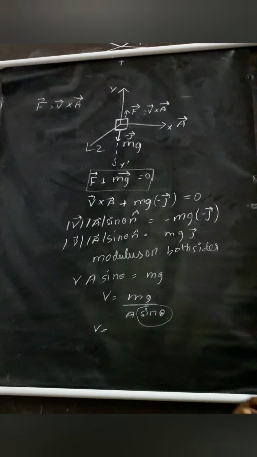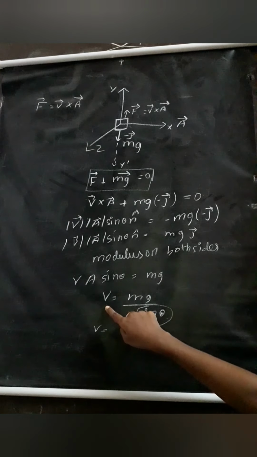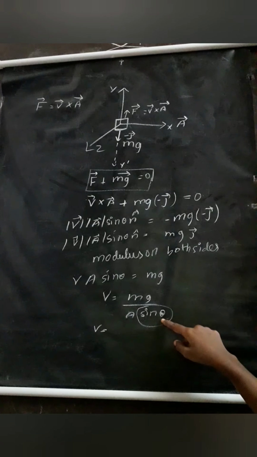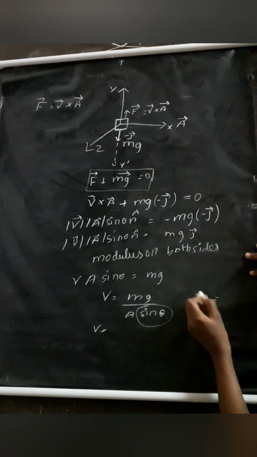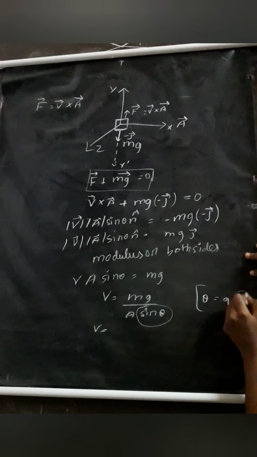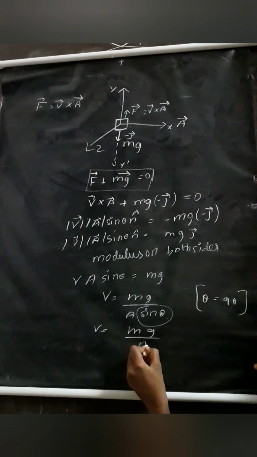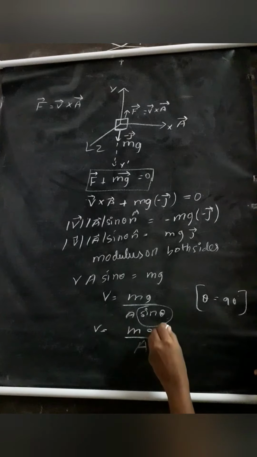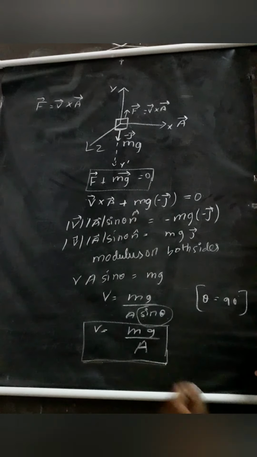It is given that velocity should be minimum. In order that velocity should be minimum, sin theta should be maximum. We get sin theta maximum at 90 degrees. So theta is equal to 90 degrees, and sin 90 degrees is 1. So V is equal to mg by A. This is the minimum velocity that the particle should have.